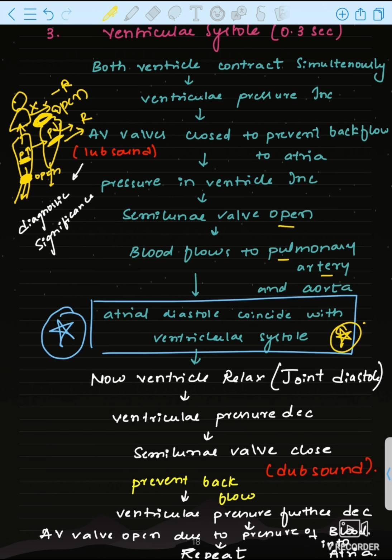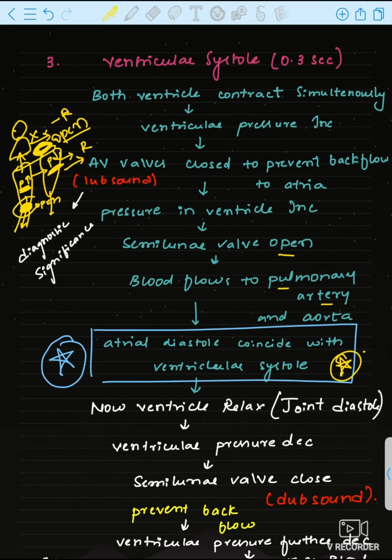The atria are also relaxed. Pressure is decreased. That's why generally the AV valve will be opened. In diastole you saw the AV valve will be opened and the semilunar valve will be closed. And again a joint diastole condition will occur. I will show you once again.